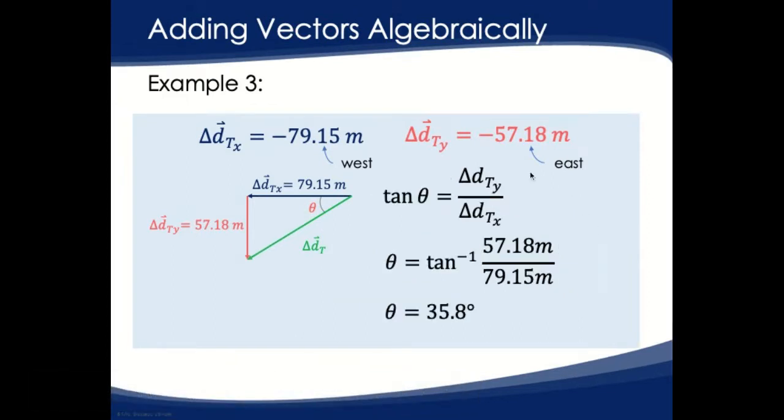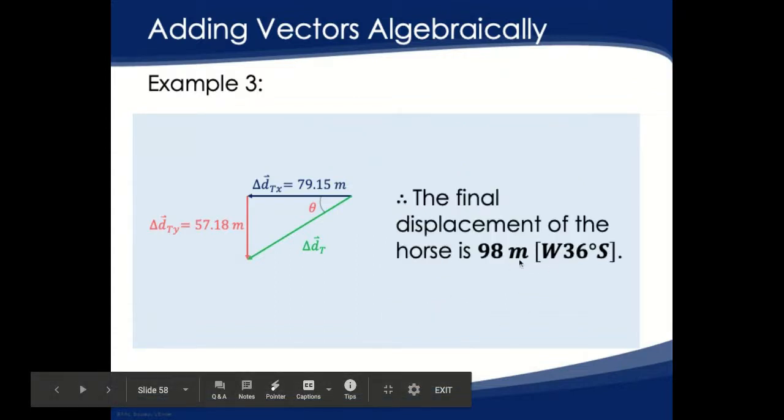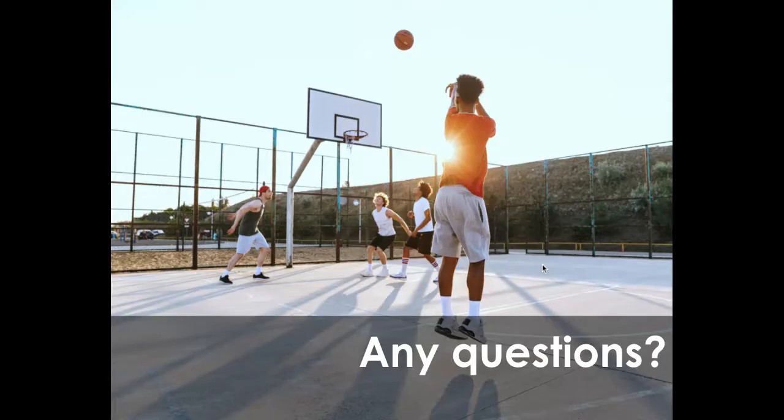So then you want to come back in and find your angles. You would use your tangent function in this case because you have your adjacent and your opposite. So you're going to plug those values in here, find the angle, and then that is your overall displacement. Just by looking at this graph, we know that he was traveling southwest, essentially. So you have your angle. He traveled 98 meters, 36 degrees south of west.